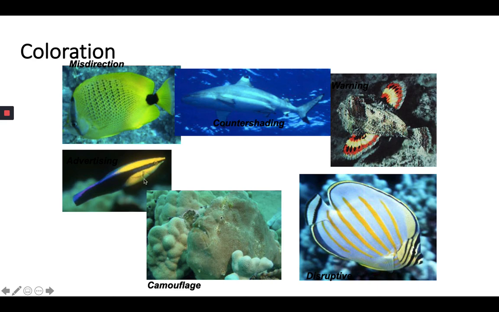And then we have bright coloration, which is an advertising coloration. And this is a cleaner wrasse. It's a fish that cleans other fish, and they have this bright coloration to advertise that they're open and ready for business. They have a symbiotic relationship with other fish, which is mutual, because this fish is getting food and the other fish are getting their parasites cleaned off.